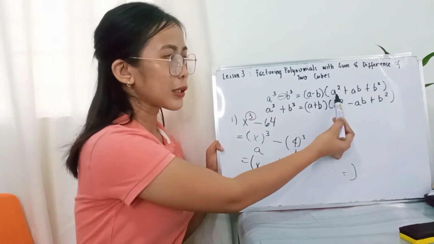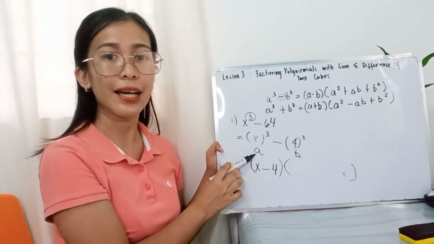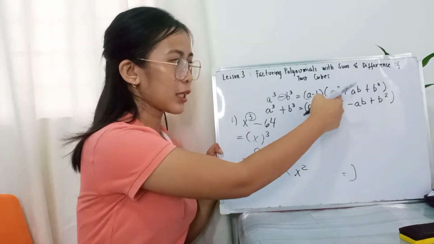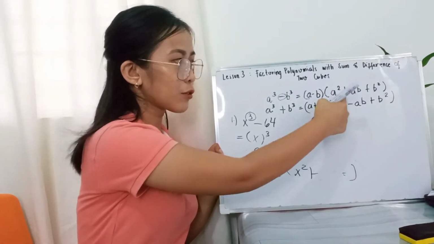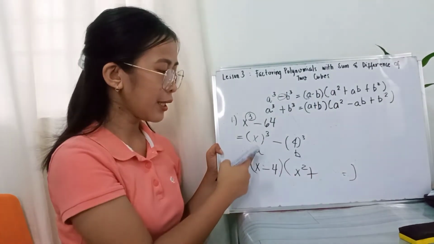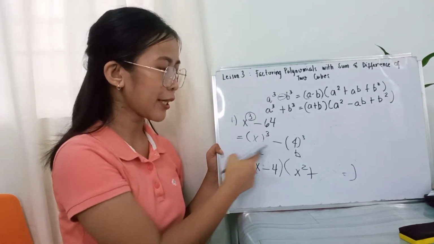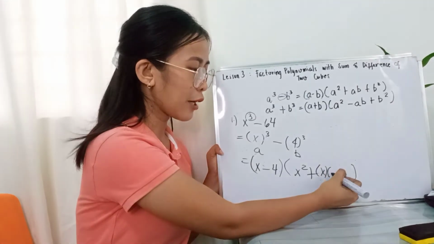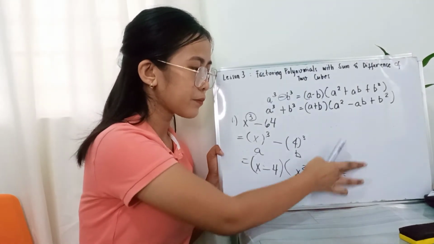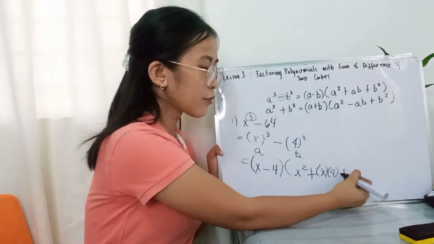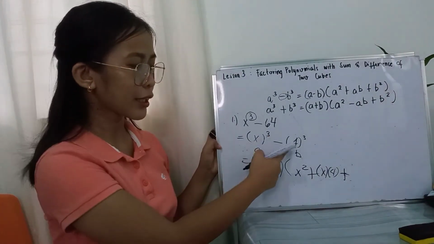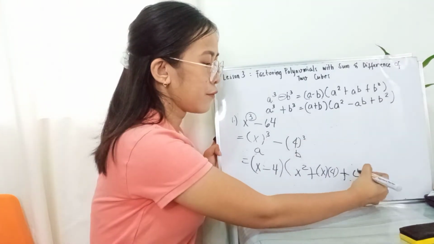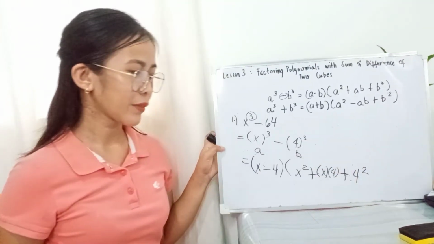So, we have a squared, and ang ating a is x. So, we have x squared, gayahin lang natin yon, plus, dahil plus yung nandun, a and b. Yung multiply a and b, ang a natin ay x, and ang ating b ay 4. Alright? And then, plus pa din yung nasa dulo, no? So, ang b natin is 4. Right? Yan, b, 4. So, we have 4 squared.